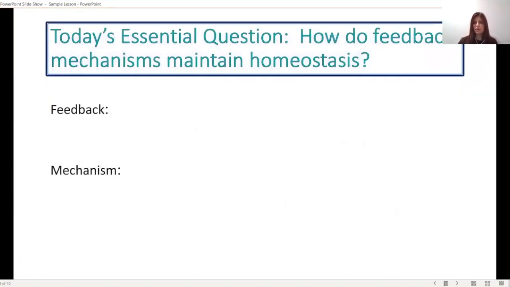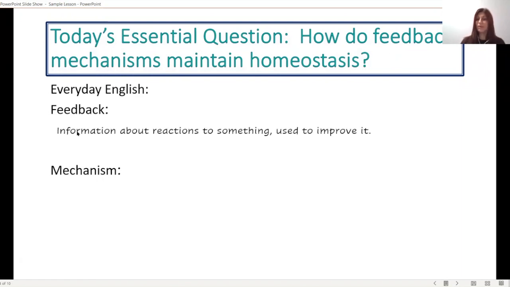Okay, our essential question today is, how do feedback mechanisms maintain homeostasis? So think about what that means in just plain old, everyday English. What does the word feedback mean? Can you tell me your thoughts, if you think of that? Like if someone gives you feedback, what are they doing? Yep, you're getting information, someone's reaction to something, and it's usually used to improve what you're doing.